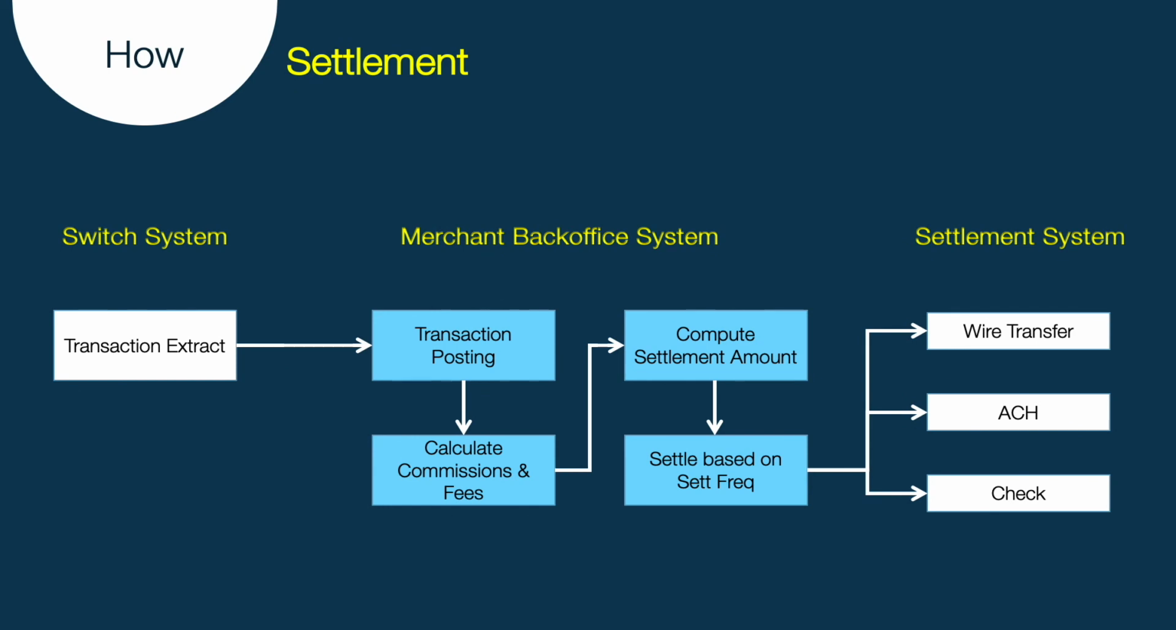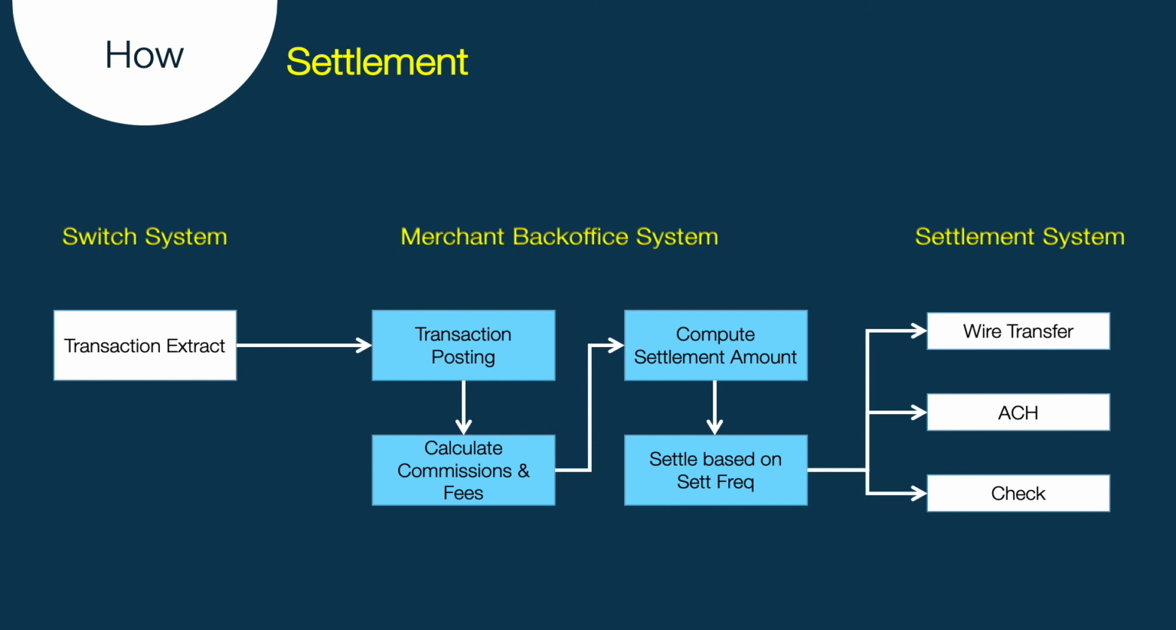Now let's look at a brief about settlement. How does settlement happen? So every day, or within a day multiple times, the switch system would send a transaction extract to the back office system. The back office system receives the file from the switching system, which is a real-time system, and then posts the transaction to the corresponding merchant. While posting, it also computes the commissions and the fees that are to be levied on the merchant.